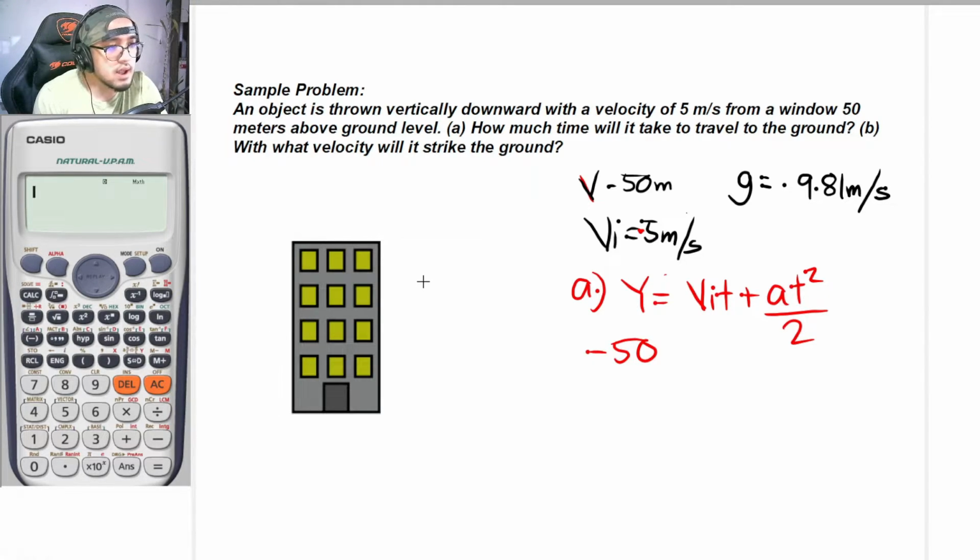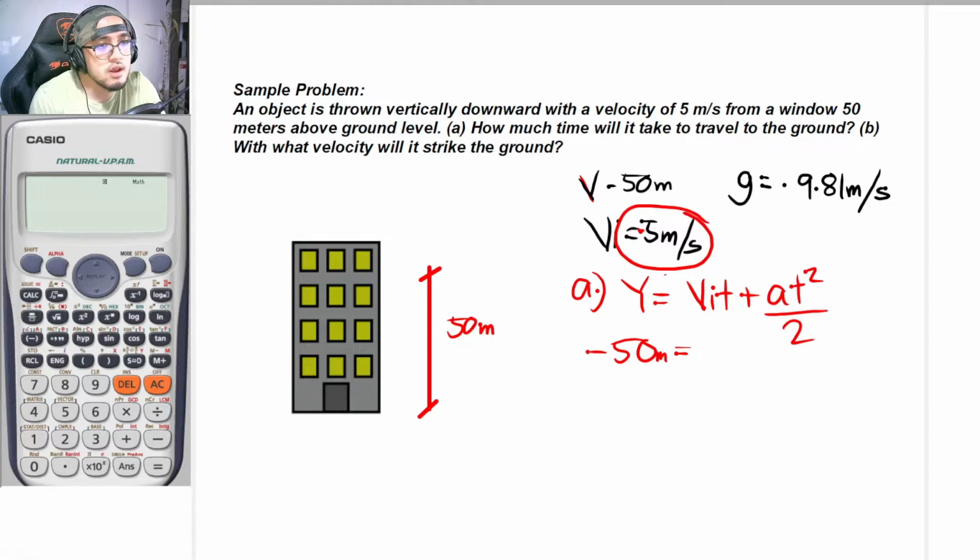I have accidentally erased our figure here. So once again, our distance is 50 meters, but it should be negative because it is going downwards. So negative 50 meters is equal to VIT. For your VI, take note that it is thrown vertically downward with a velocity of 5 meters per second. So negative 5 meters per second times T plus A. What is the acceleration? Our acceleration G is negative 9.81 times, of course, time squared divided by 2.